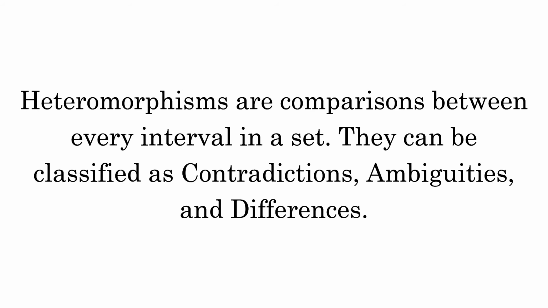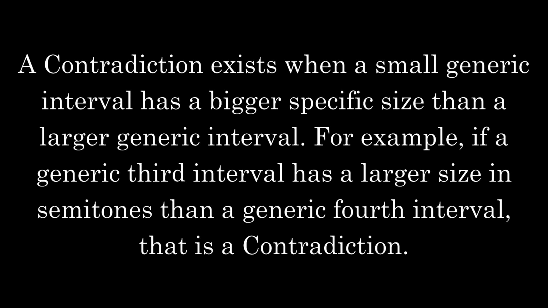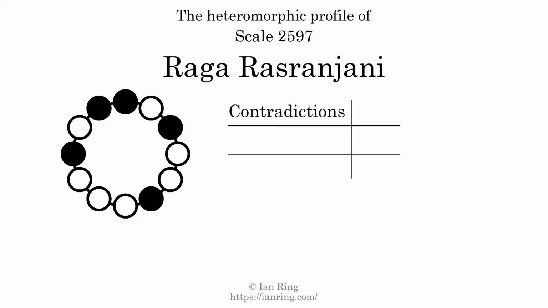Heteromorphisms are comparisons between every interval in a set. They can be classified as contradictions, ambiguities, and differences. A contradiction exists when a small generic interval has a bigger specific size than a larger generic interval. For example, if a generic third interval has a larger size in semitones than a generic fourth interval, that is a contradiction.